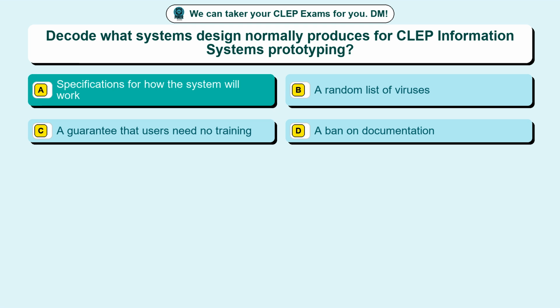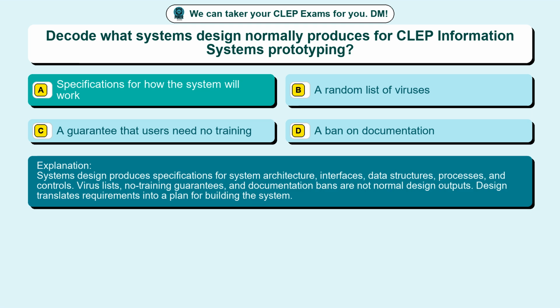The correct answer is option A. Specifications for how the system will work. Systems design produces specifications for system architecture, interfaces, data structures, processes, and controls. Virus lists, no training guarantees, and documentation bans are not normal design outputs. Design translates requirements into a plan for building the system.